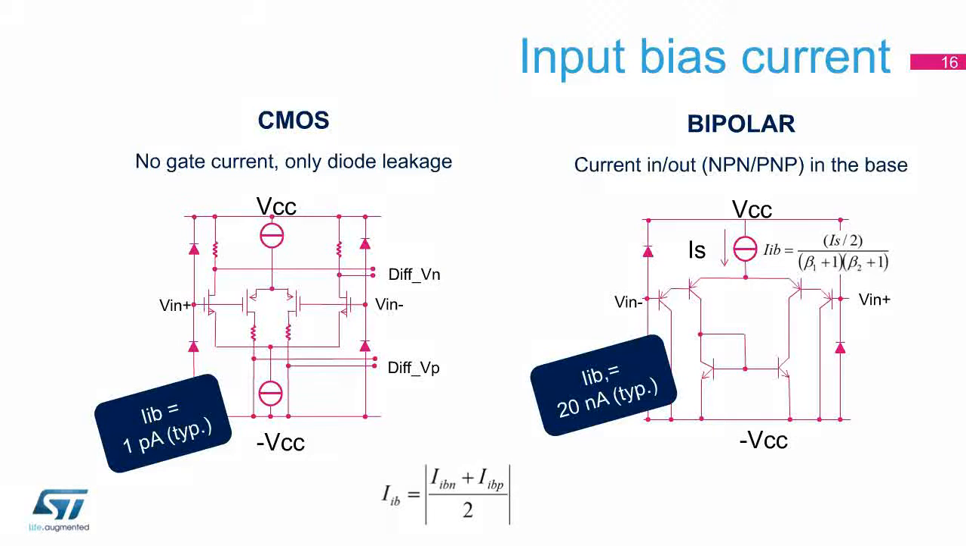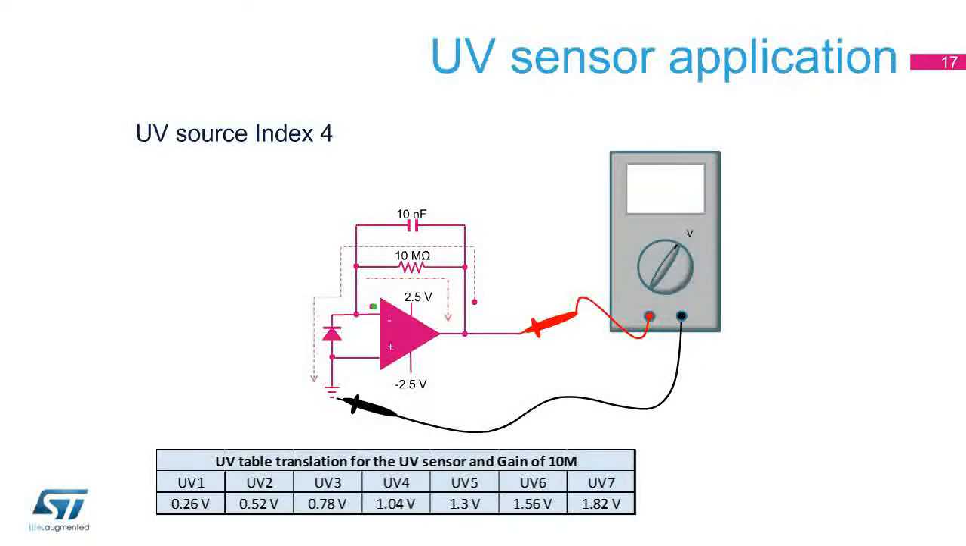For sensors with small source impedances, voltage domain errors dominate, while for higher source impedances, current domain errors dominate, especially for bipolar op-amps. The input bias current, even if it represents a very small current, might affect the precision of a measurement, especially when we need to measure a low current using an op-amp.